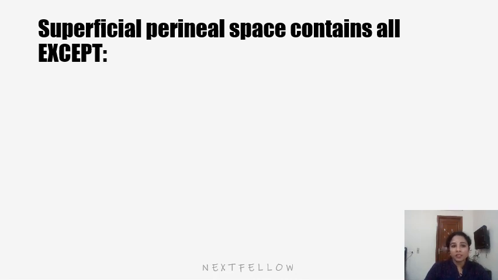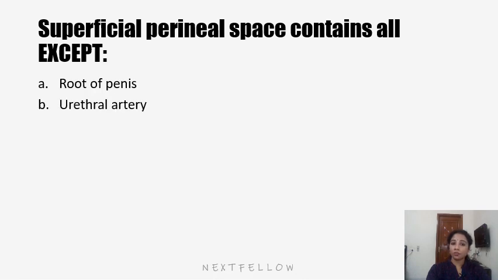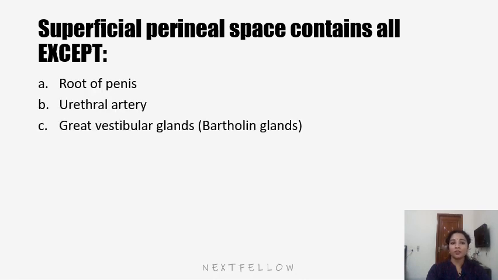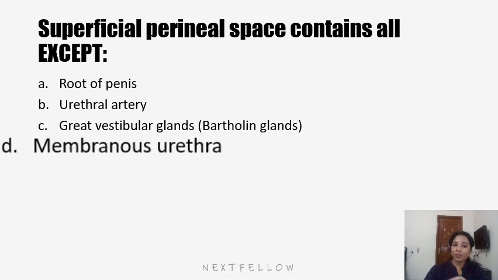Let us discuss some questions associated with these perineal pouches. Superficial perineal space contains all except: root of penis, urethral artery, greater vestibular glands or Bartholin's glands, and membranous urethra. I hope you know the answer now. Membranous urethra, because we know the membranous urethra is a content of the deep perineal pouch which continues as the spongy urethra in the superficial perineal pouch.